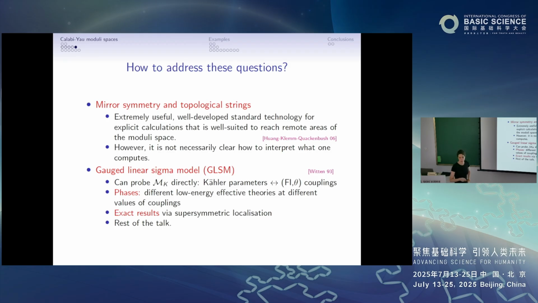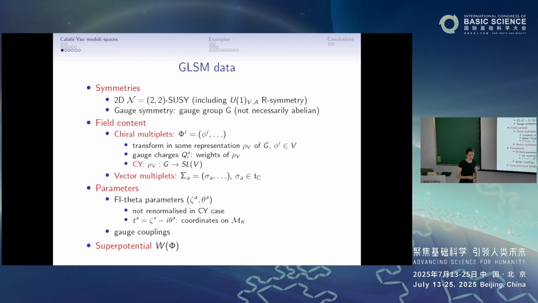Another important thing that Mauricio also addressed in his talks is that via supersymmetric localization, we can compute a lot of partition functions exactly. This also allows us to compute quantum corrections that are Kähler moduli dependent directly in the GLSM without using mirror symmetry. And this is going to be the rest of the talk. All right, so let's go into the details about GLSMs.